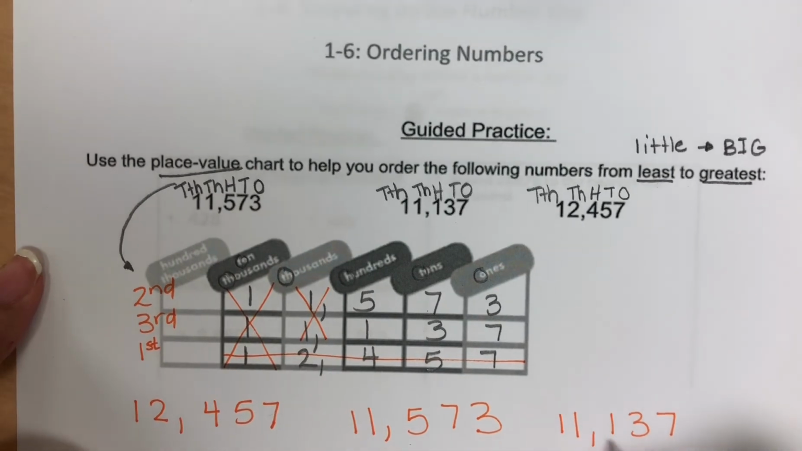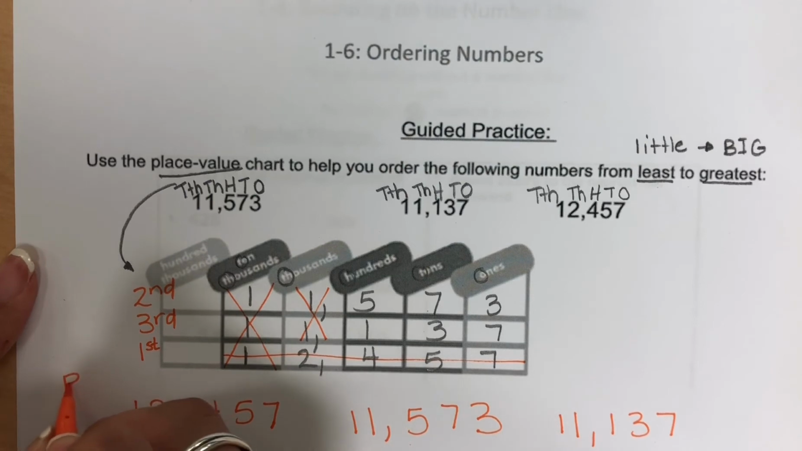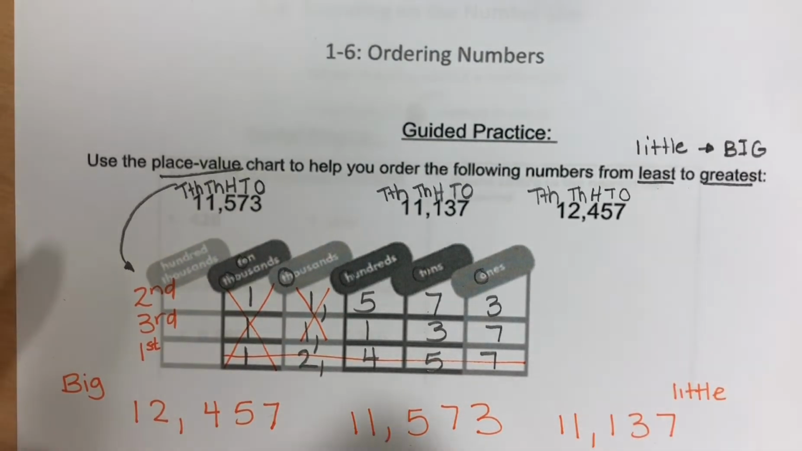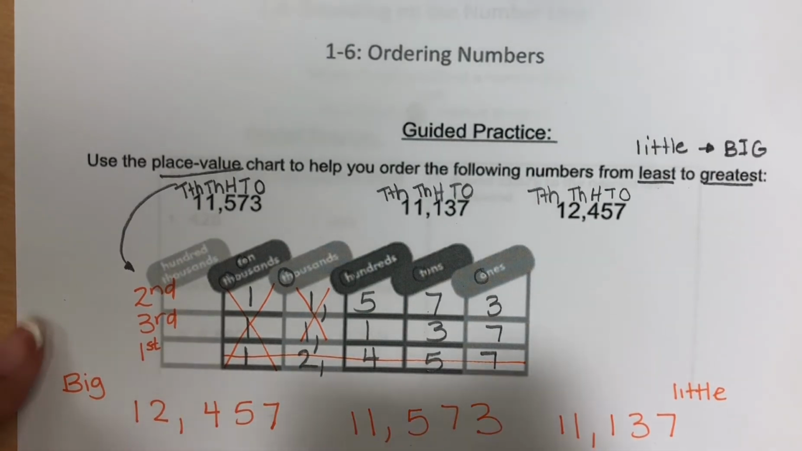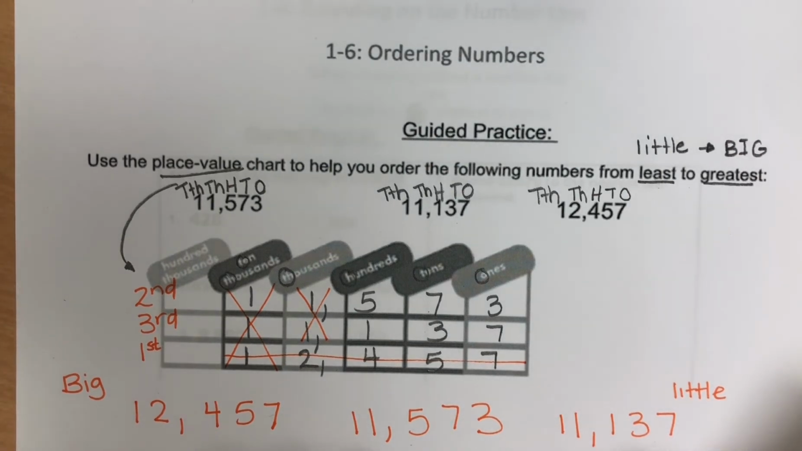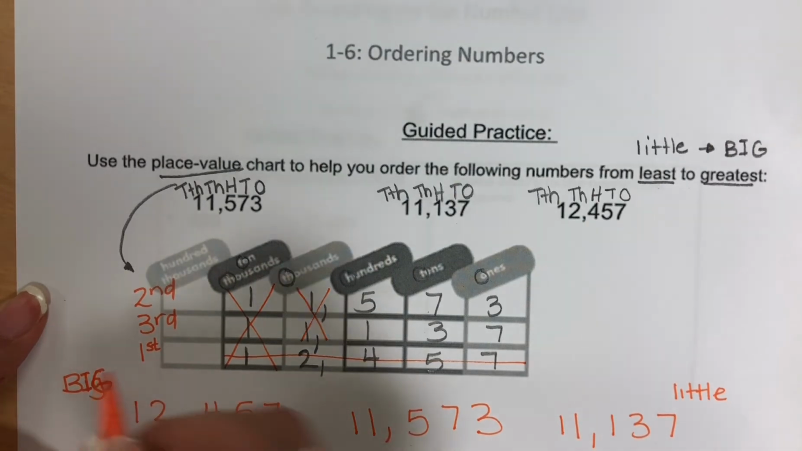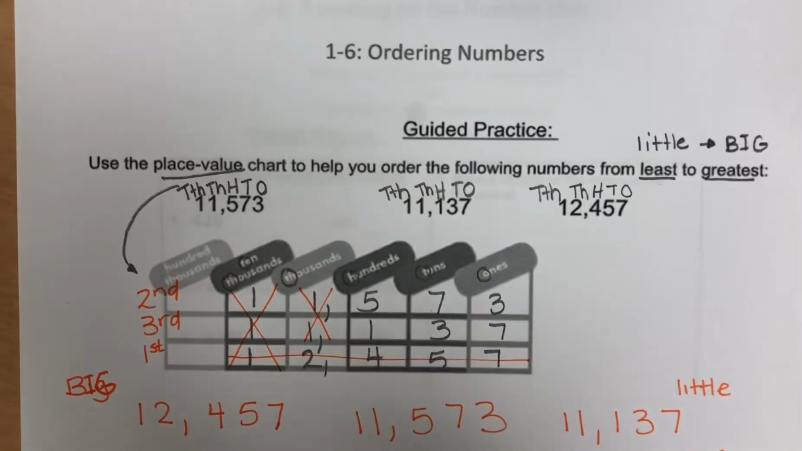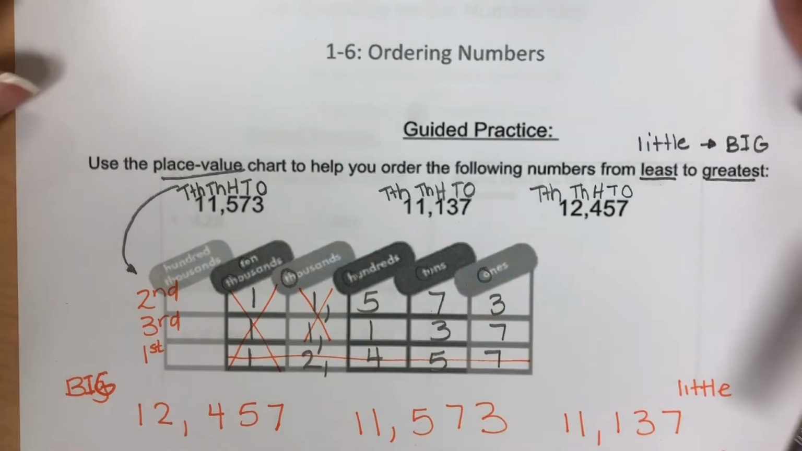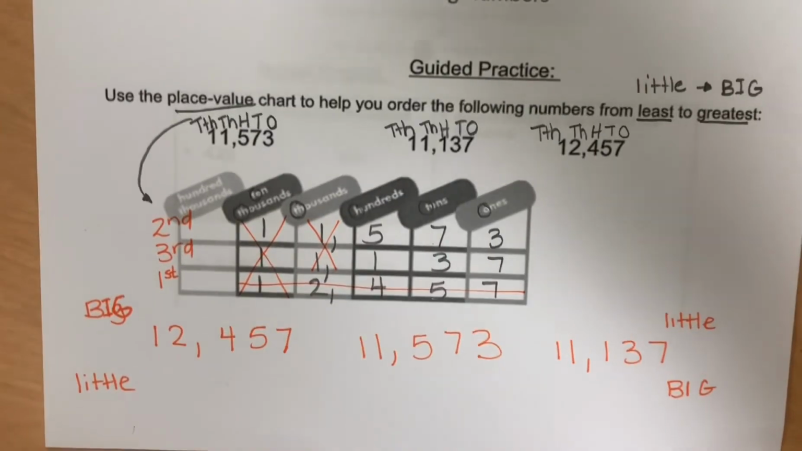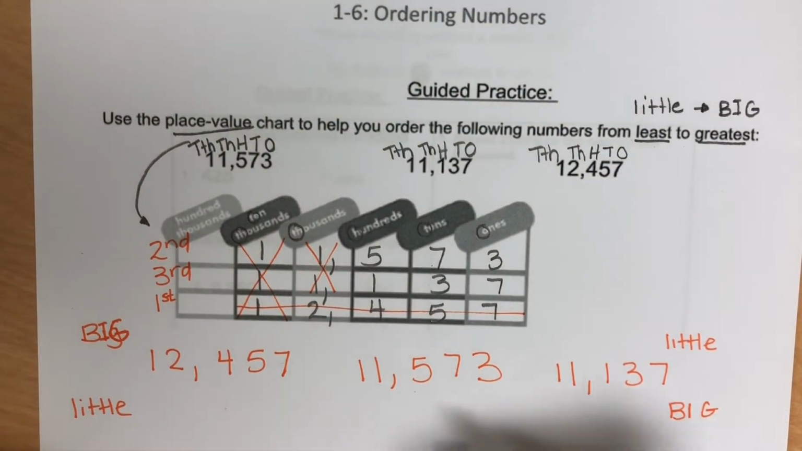So I ordered my numbers from big to little, big to little. To write them from little to big or least to greatest, all I have to do is flip my numbers. Make it capital. There. So I'm going to flip them. So down below, let me move my camera to get the bottom portion.